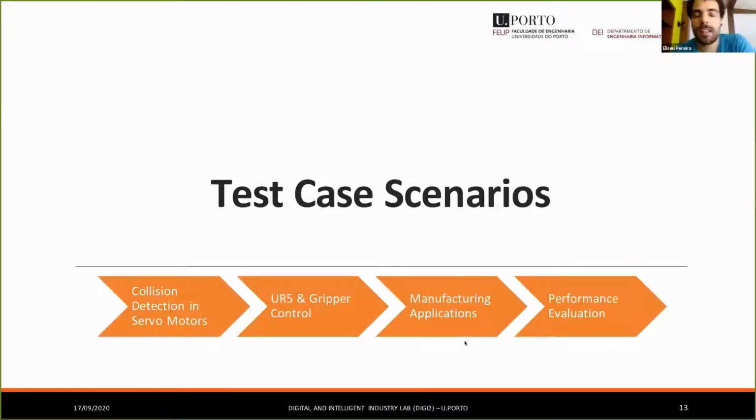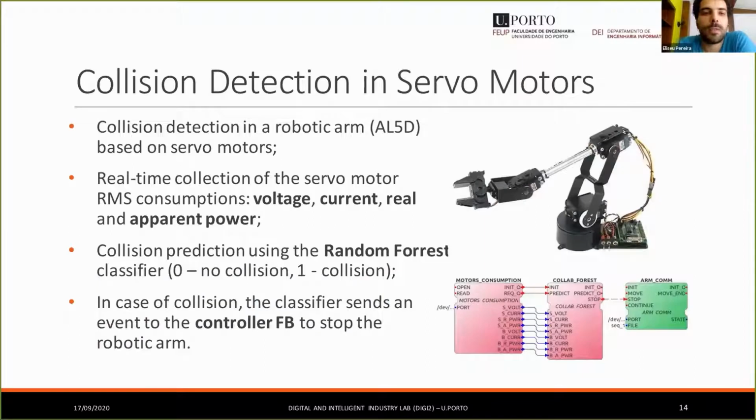The test case scenarios that I want to present regarding that platform. The first one is the collision detection in servo motors. We have here a robotic arm based on servo motors. As you can see here, this is a servo motor. This is another one.